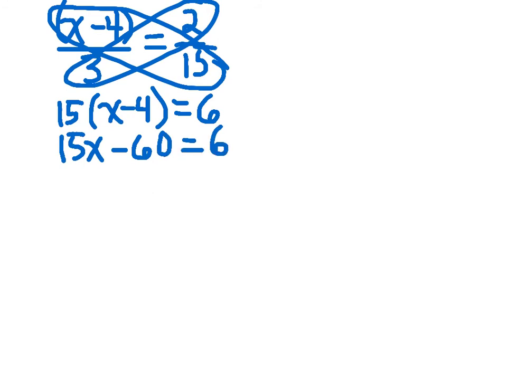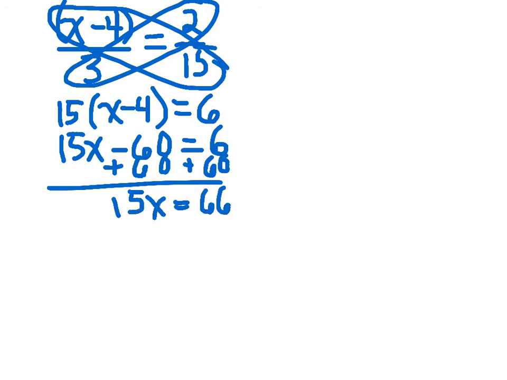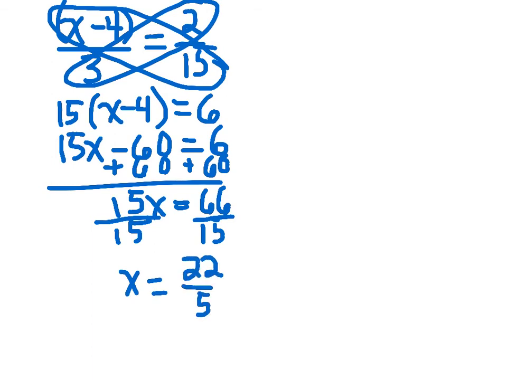When I add the 60, I get 15x is equal to 66. Divide by 15, and I always have to then reduce. Always, always, always. x equals 22 over 5. The same exact principle. You just need to know to put your polynomials in parentheses.